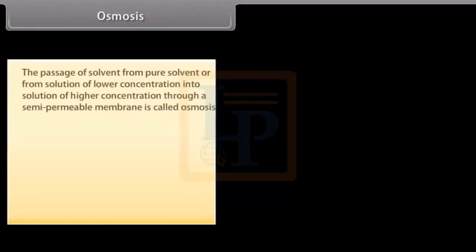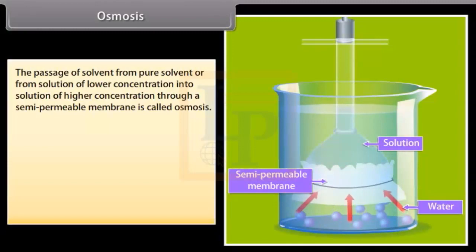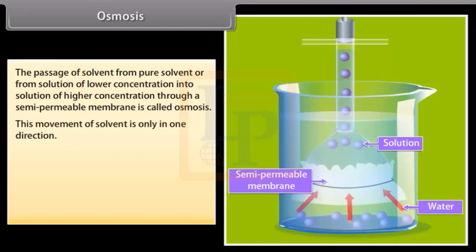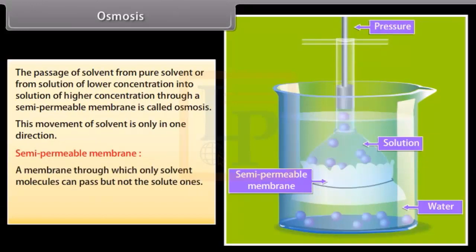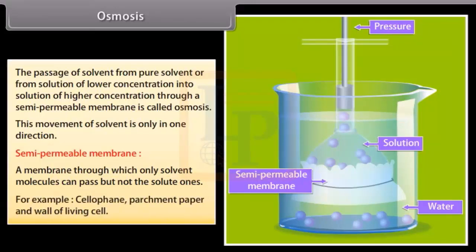Osmosis. The passage of solvent from pure solvent or from solution of lower concentration into solution of higher concentration through a semi-permeable membrane is called osmosis. This movement of solvent is only in one direction. Semi-permeable membrane. A membrane through which only solvent molecules can pass but not the solute ones. For example, cellophane, parchment paper and wall of living cell.